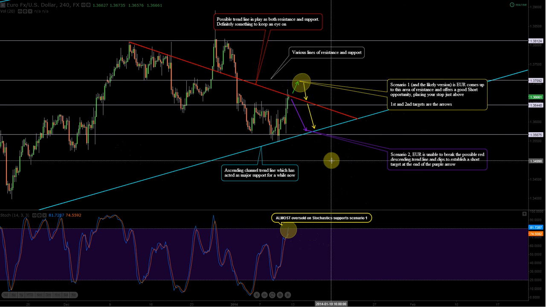So that pretty much wraps up the two short trade setups that I see in play for the Euro instrument.